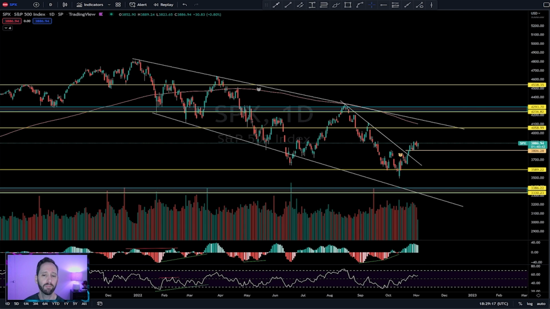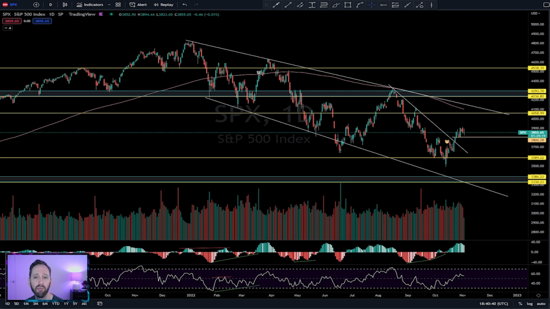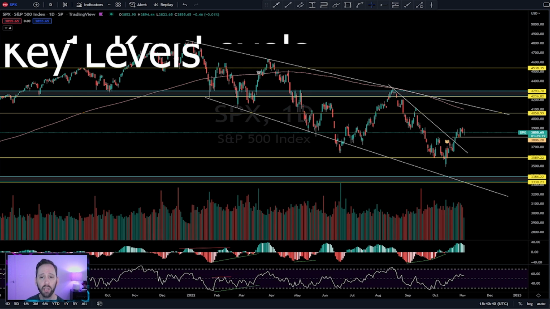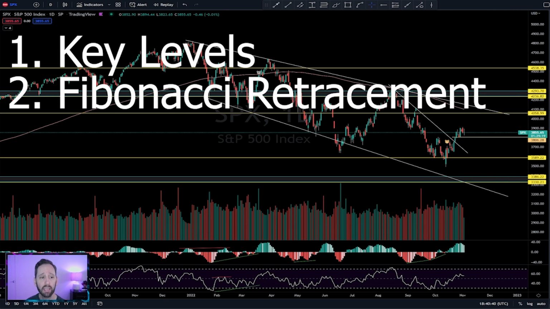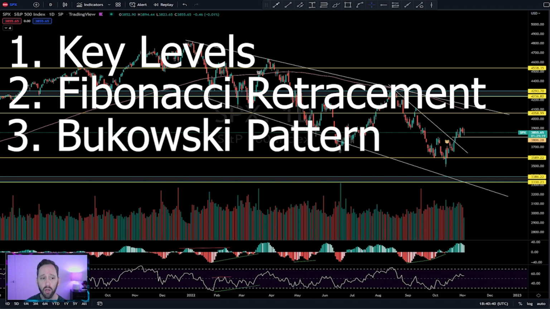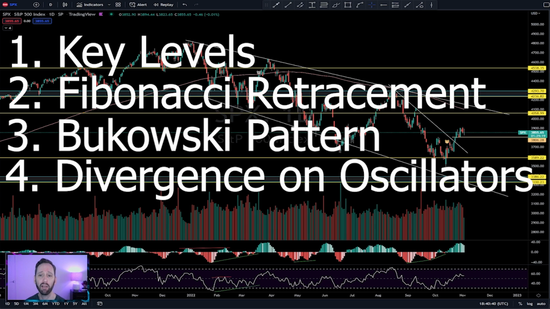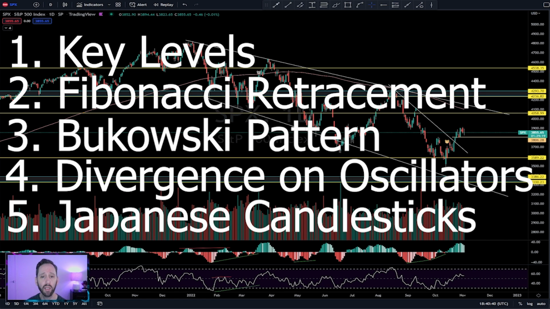Let's get into it. So the 5 keys that I have for you today are: 1. Understanding key levels, historical support and resistance. 2. 786 and 886 retracement levels. 3. Recognizing Bukowski patterns. 4. Understanding and recognizing divergences on both oscillators. And 5 is understanding and recognizing Japanese reversal pattern candlesticks.